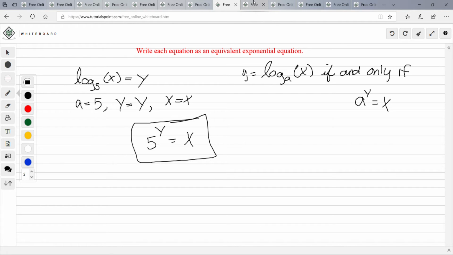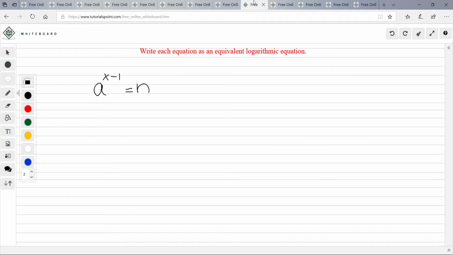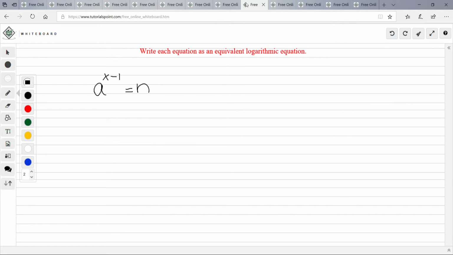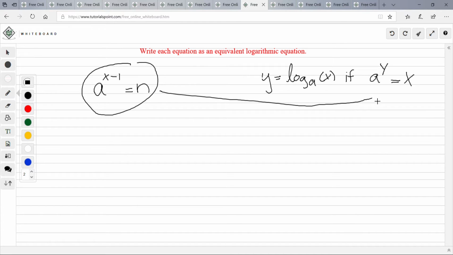What about this one? It says write each equation as an equivalent logarithmic function. They asked you for exponential before. Now they want this in logarithmic form. So which way does this one look like? This way or this way? This part looks like this, right? So we've got to make it look like this.